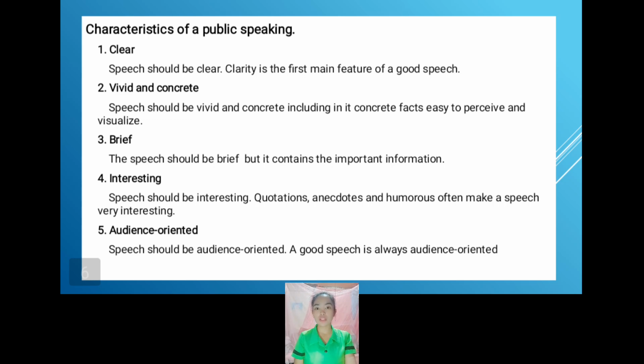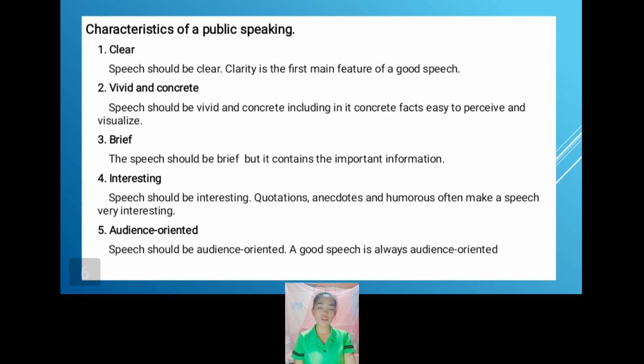Speech should be interesting. Quotations, anecdotes, and humors often make a speech very interesting. The quotations should be familiar and accepted by experts. Anecdotes should be novel, brief, and in good taste. Humor should be typical, spontaneous, and gentle.